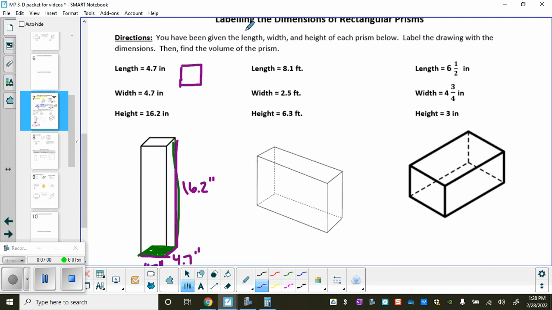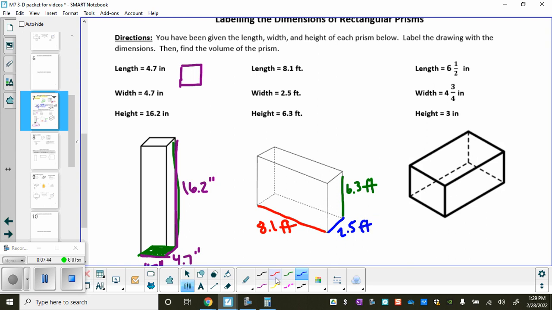Okay, cool. All right, so for the next one, we have a length, a width, and a height. Now the height I think is always the easiest one to start with. So let's label the height with the 6.3 feet. Now length and width, it really doesn't matter in terms of the formula because you're just multiplying the numbers. But let's talk about what makes sense. If this is the longer side and this is shorter, then we'll label this with the 8.1 just because it looks longer. And then the width here would be the 2.5.